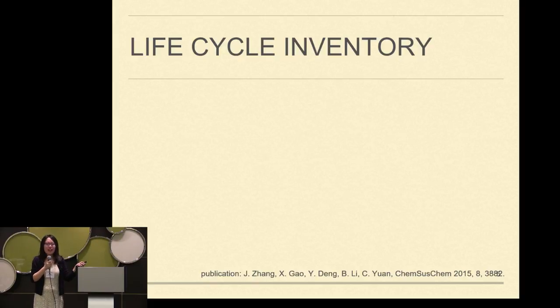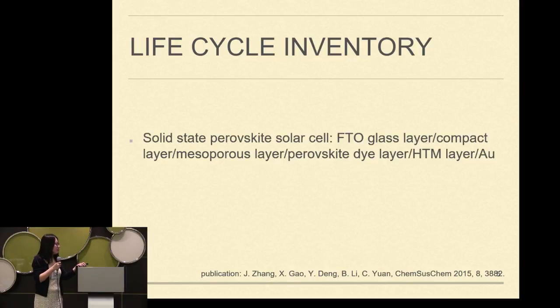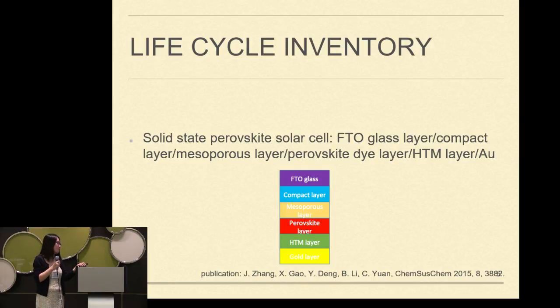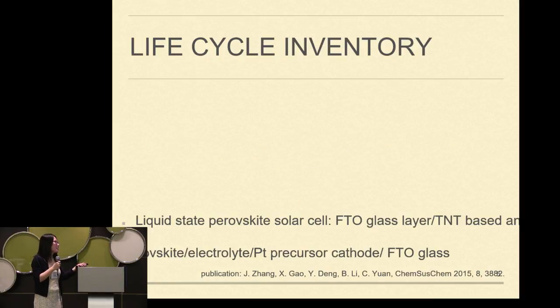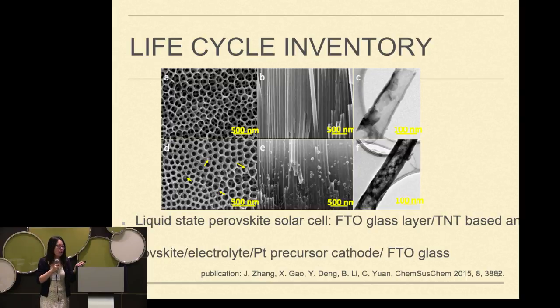Okay, so life cycle inventory, we did a lot of data mining in this phase. For the solid state perovskite solar cell, we have 6 different layers. So it looks like this. And for the liquid state perovskite solar cell, we also have 6 layers. And this picture shows us what the titanium dioxide nanotube looks like.